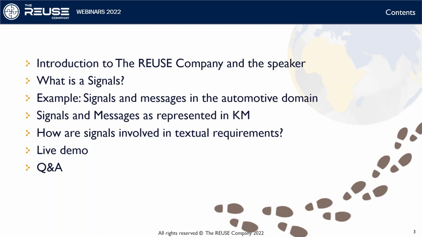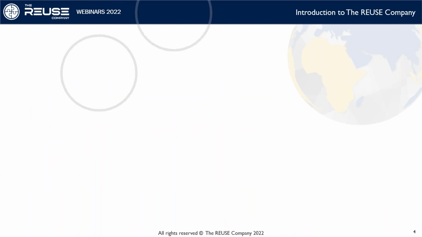We will introduce briefly the concept of signal. What is a signal? An example of these signals and messages within the automotive domain. And then we will conclude with viewing how all this can be represented in our tool, Knowledge Manager, and how signals are involved in textual requirements. Last block will be a live demo, and finally a Q&A section.